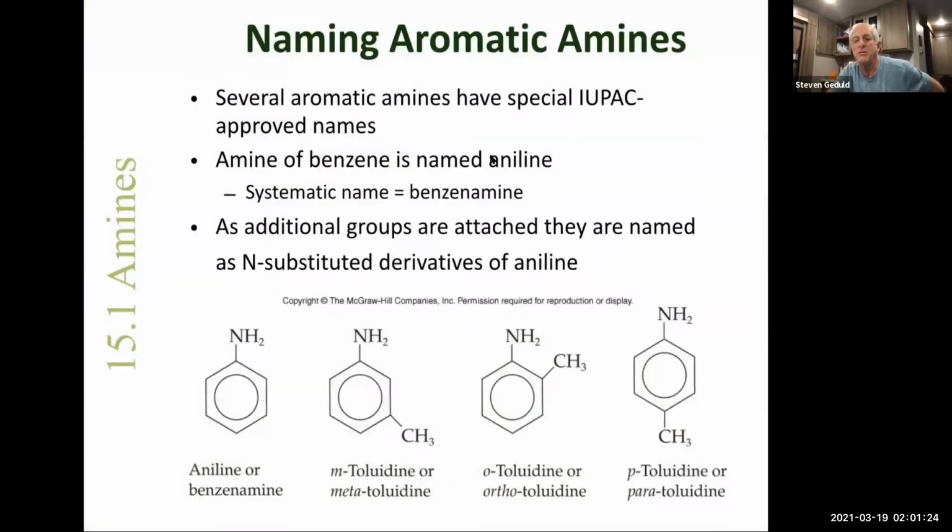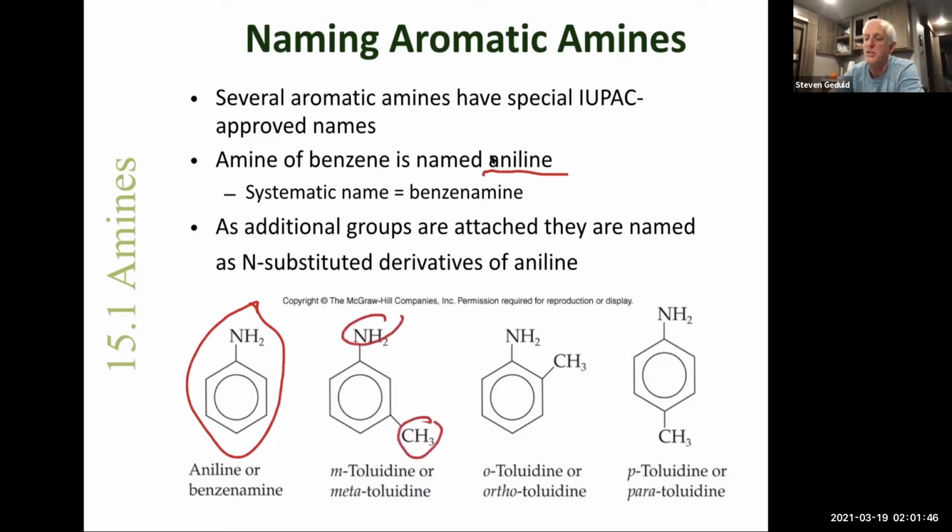Naming aromatic amines. A lot of aromatic amines are your medicines. Several aromatic amines have special IUPAC-approved names, derived from benzene, like aniline. Aniline is a benzene ring with an NH2 on it. That's just the background of the name. And toluidine. Toluidine is an NH2 group and a methyl group attached to the ring. And remember ortho, meta, para positions. Ortho is 1,2; meta is 1,3; para is 1,4.